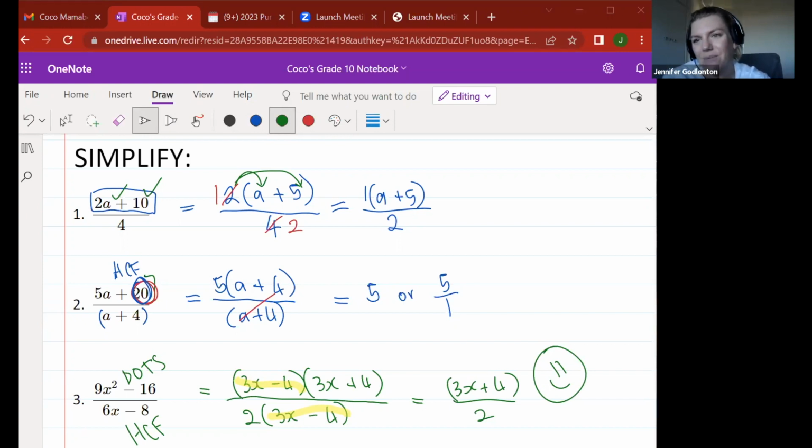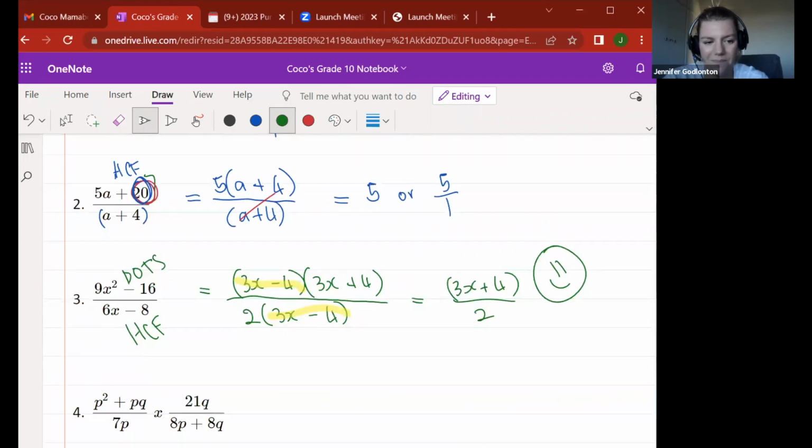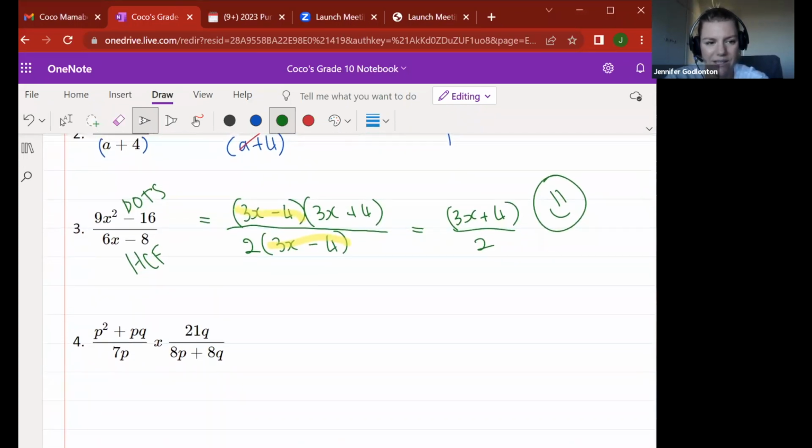Oh, Alicia, it's okay. When it's hot like this, I know it's difficult to keep the brain going for the whole day. I do understand. But nice job. So that one was dots at the top and then an HCF at the bottom. And then we could cancel out the brackets that were the same and get our final answer.